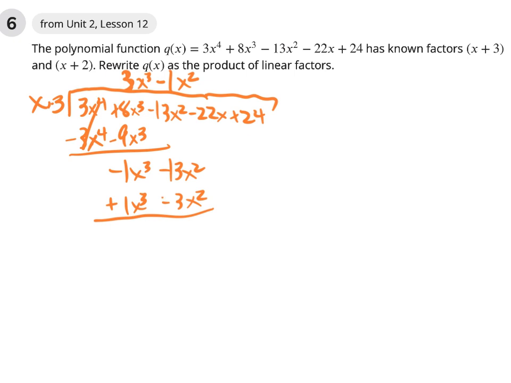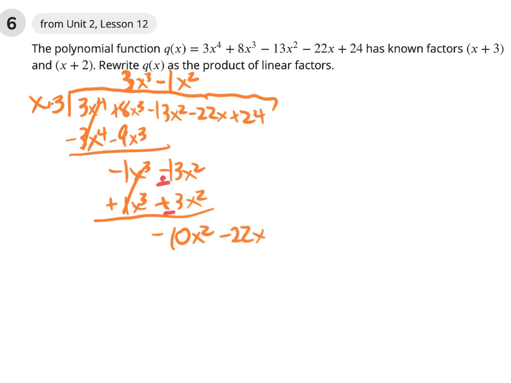I'm going to change both signs, cross out the leading term. Different signs subtract, so watch this. This is positive, this is negative. So different signs subtract. 13 minus 3 is 10. Take the sign of the larger number. I get -10x squared. Drop the next term, -22x.